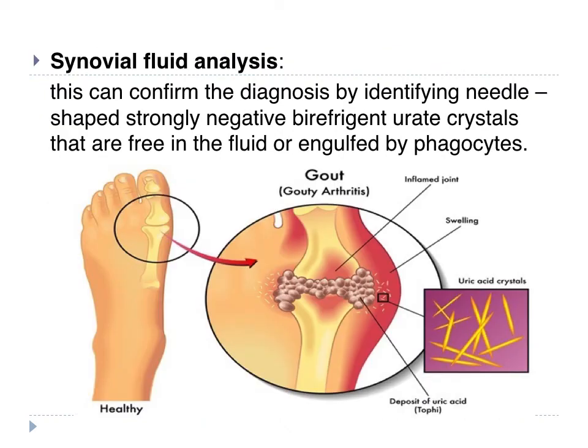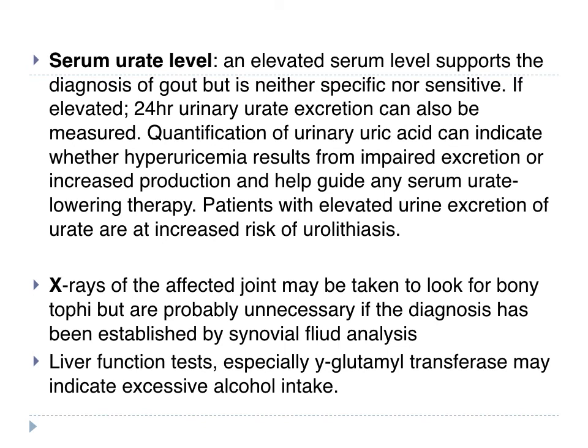How to confirm your clinical diagnosis is a key from laboratory investigations. This could be confirmed by identifying needle-shaped, strongly negative birefringent urate crystals that are free in the fluid or engulfed by phagocytes, as you can see in this figure. The serum urate level is elevated, and when it is elevated, this supports the diagnosis of gout, but it's neither specific nor sensitive.